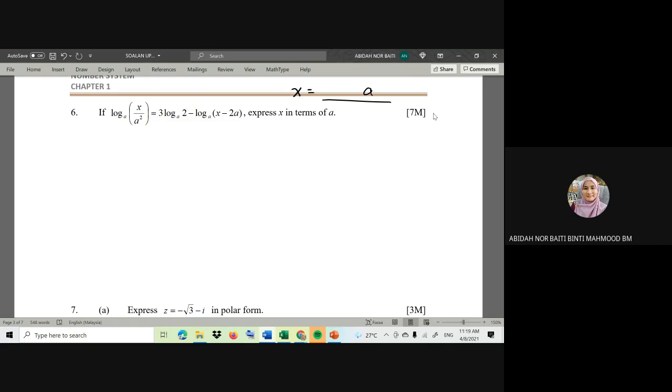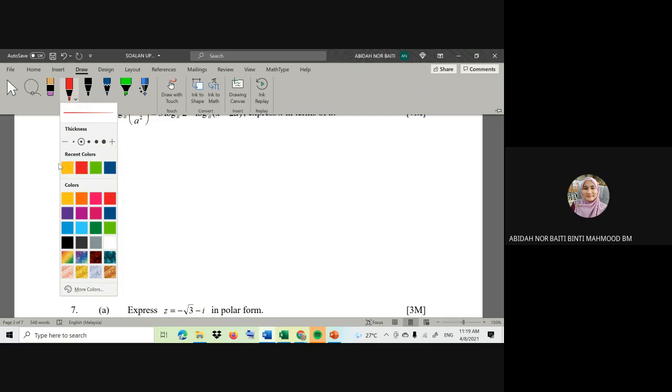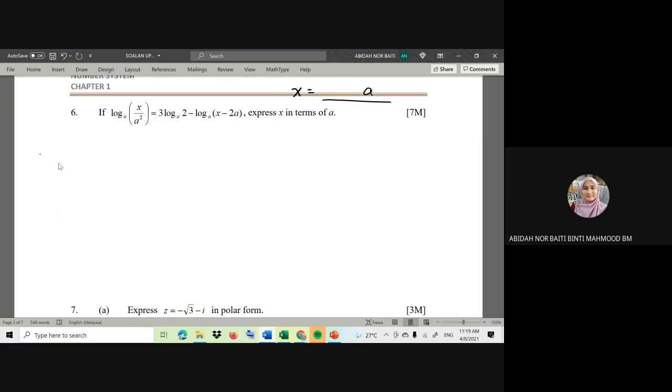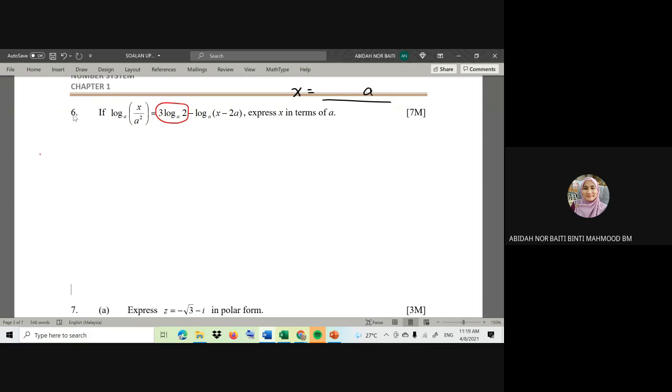Apa yang kamu nampak? Law number berapa nak pakai dulu ni? We can apply first. Kat sini ya. Law number berapa? Law number 3 ya. A log B equal log B power of A. Okay, here we use law number 3 first.